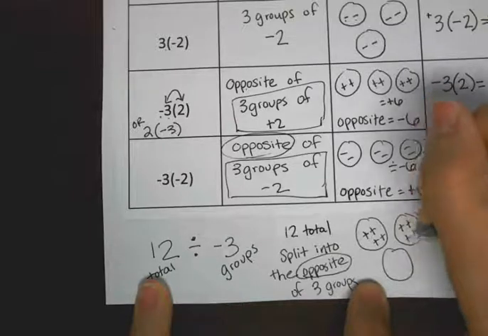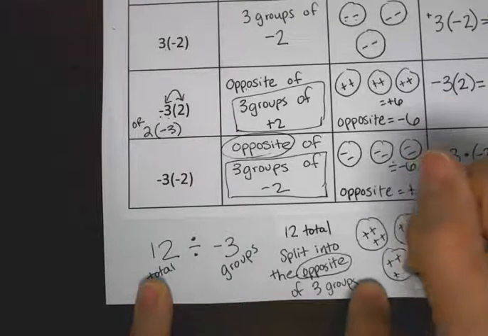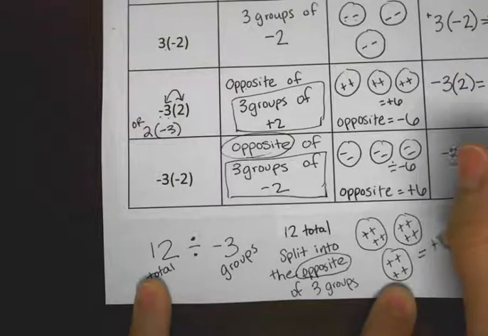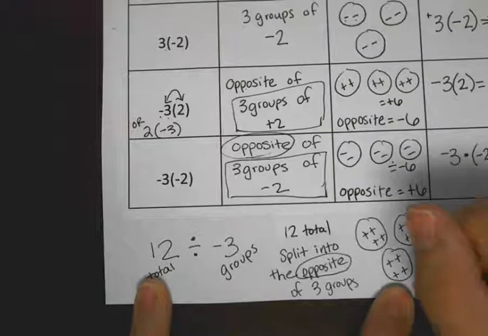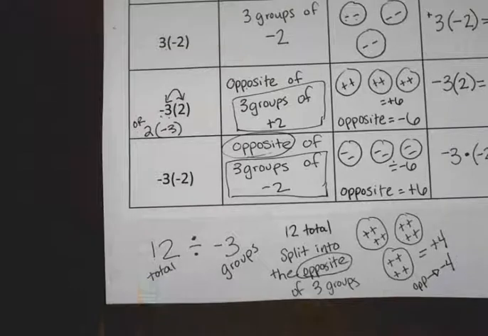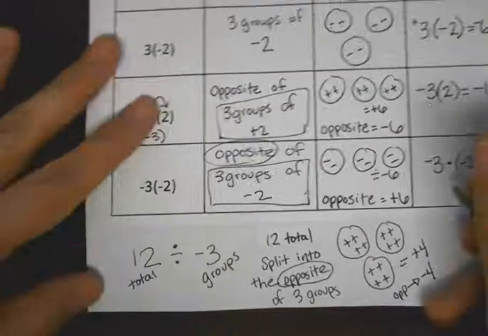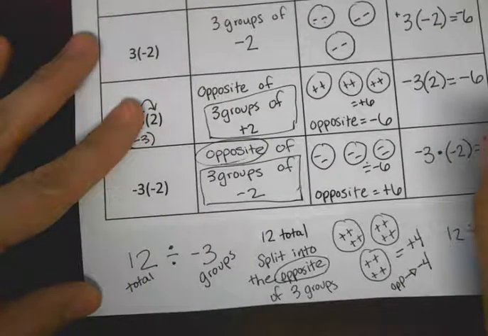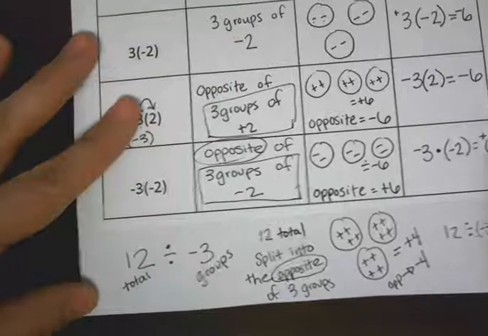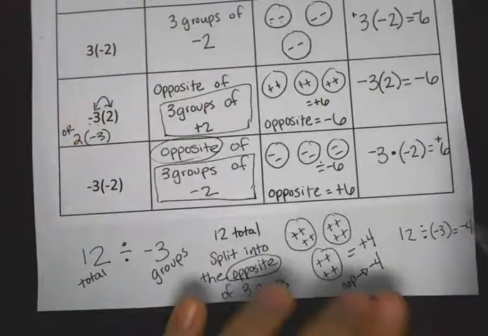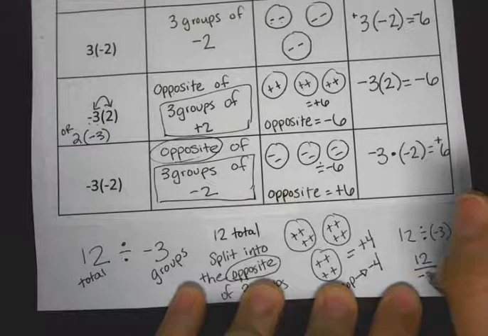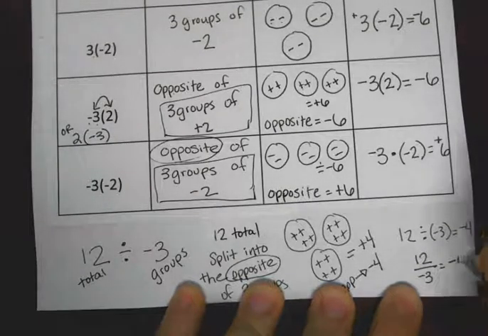That would be 4 positives. 12 divided by 3 is 4. So that equals positive 4. And then I have to go back and remember to do the opposite, which is negative 4. So 12 divided by negative 3 equals negative 4.